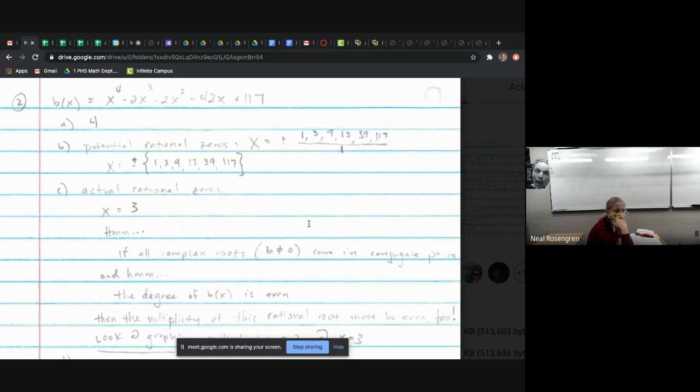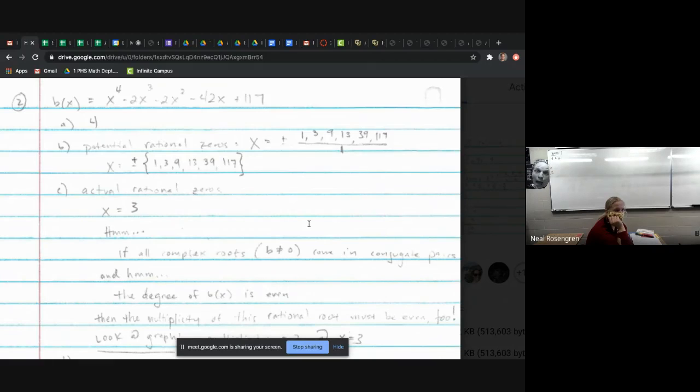So if they're not rational, they can only be irrational or complex, and they're always going to come in pairs. So if you've got a degree 4, you either have 0 complex zeros, 2 of them, or 4 of them. And so if I have one rational 0, could the other 3 be complex? No, because they have to come in pairs. There has to be an even number of these.